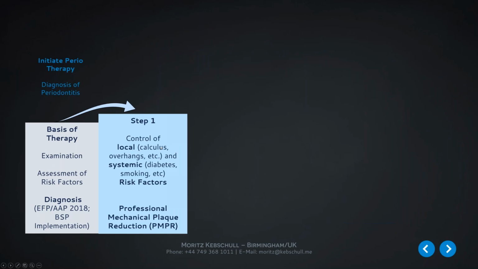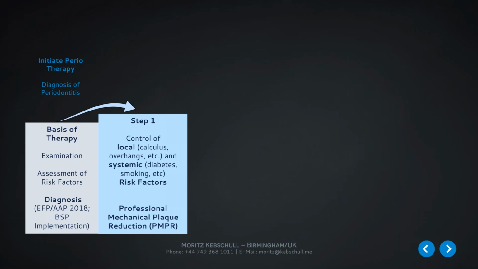So in summary, I've told you about step 1, that comes after the examination, the assessment of risk factors and the diagnosis, and it focuses on the control of risk factors. That is first and foremost the control of overhangs, the removal of calculus, the removal of biofilm on an everyday basis by a motivated patient that has the correct tools to use those, and that is trained in the use of those tools, and the control of the systemic risk factors that include diabetes and smoking as the prime ones with very strong recommendations, but also other factors such as nutrition, lifestyle, and obesity. And the whole thing is coupled to the new term PMPR, where we professionally, with a medical intention rather than a cosmetic intention, remove all hard and soft deposits that we can see and reach in the oral cavity.